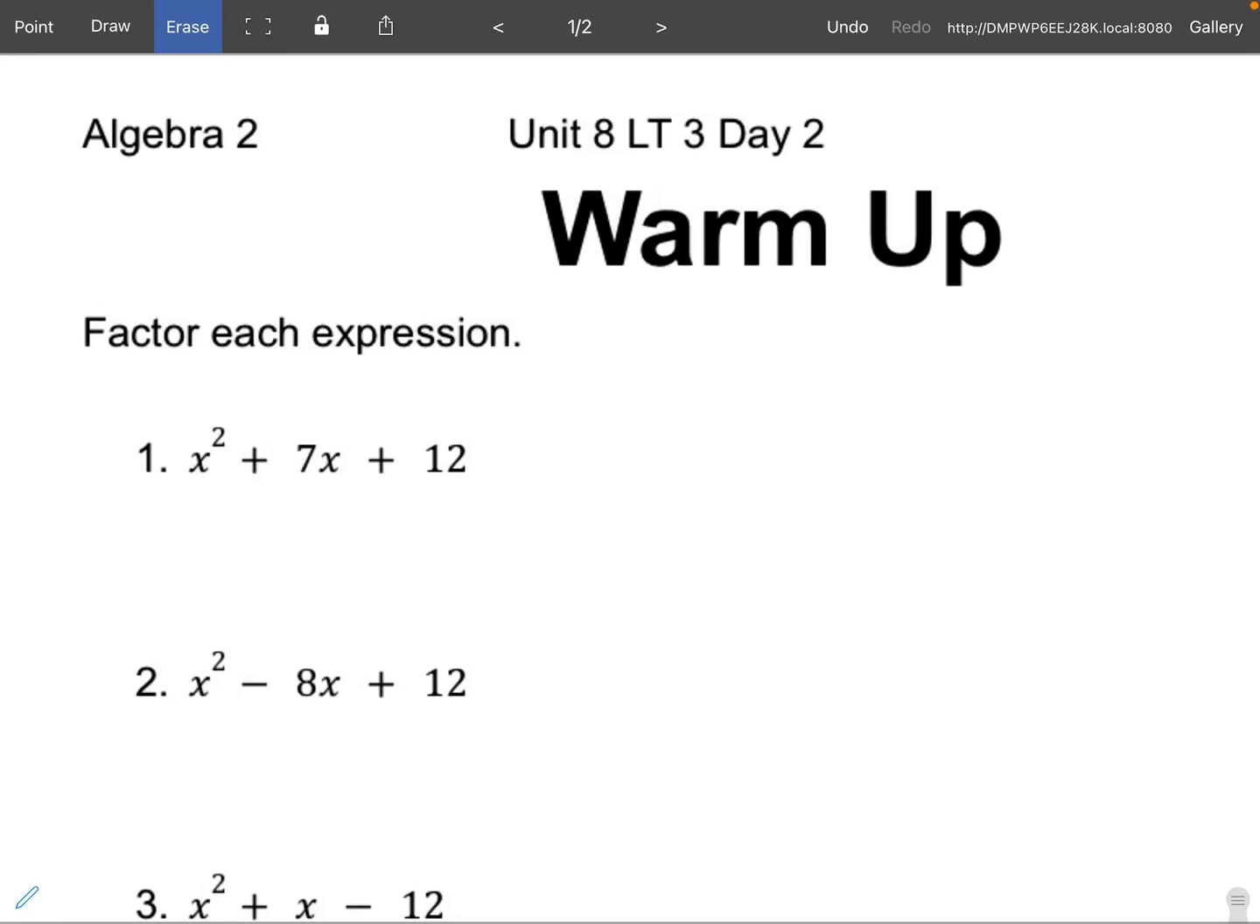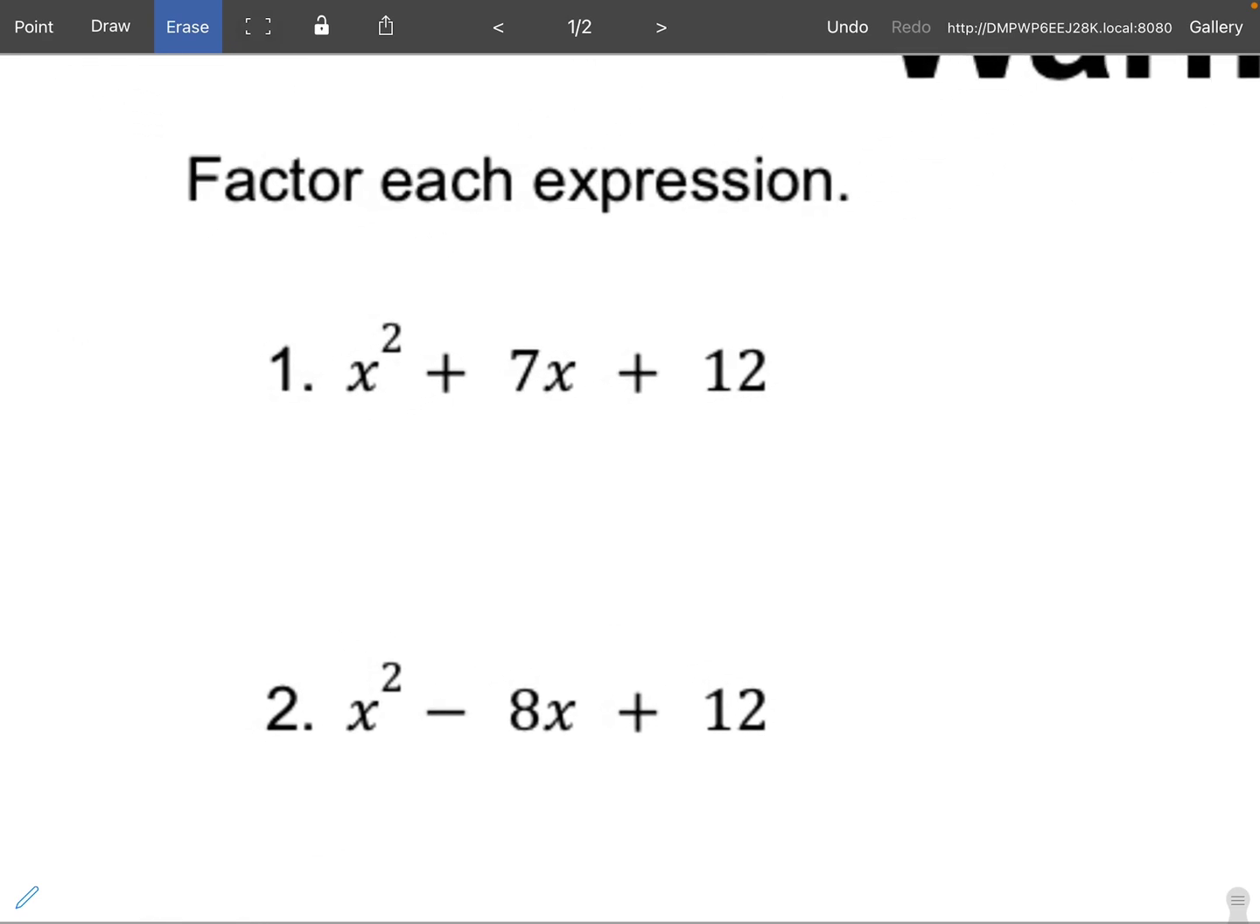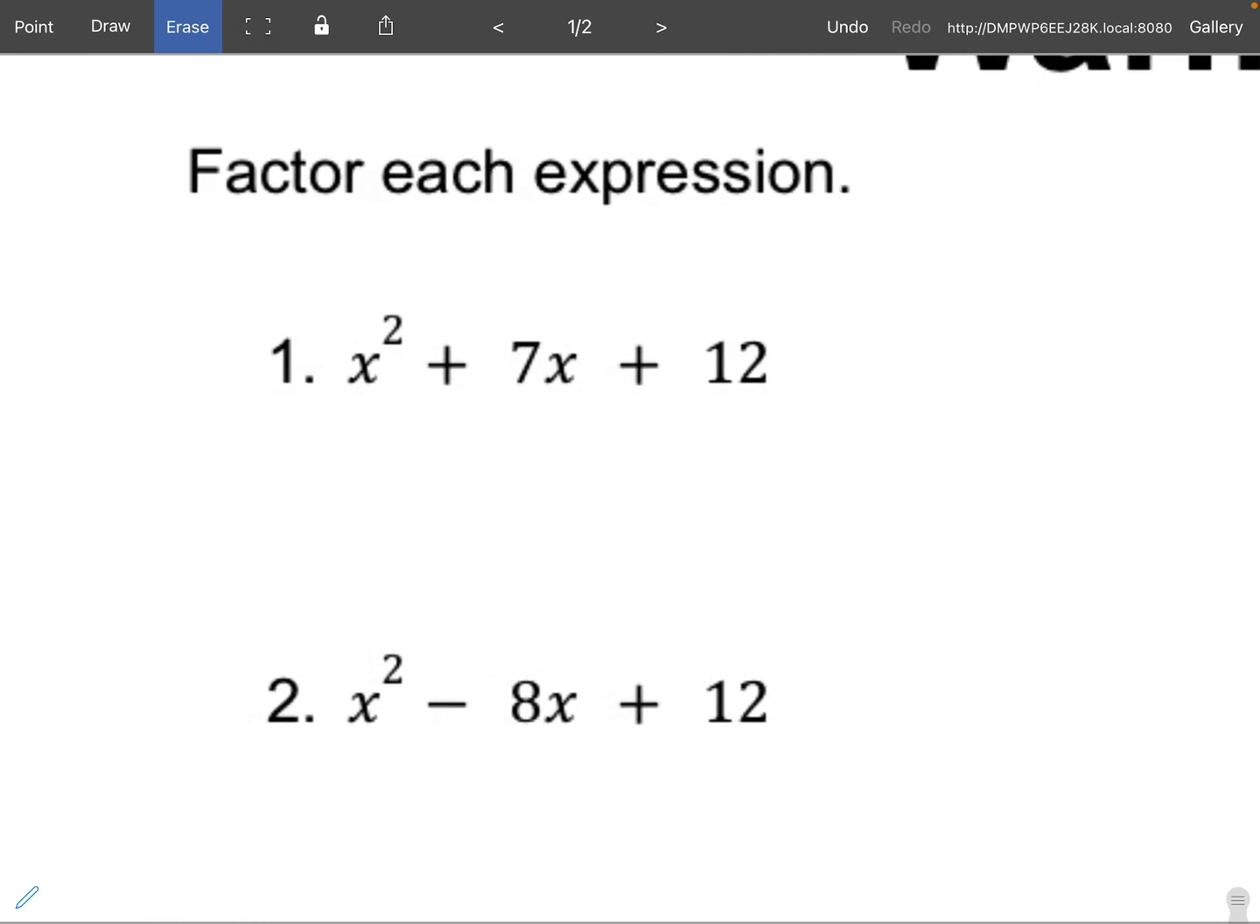All right, so today we are going to be talking about how to simplify, multiply, and divide rational expressions. Now, in order to do that, we're going to need to be able to factor pretty well. So we want to start by reviewing some factoring and making sure that we're comfortable with that. So we're going to factor each expression.